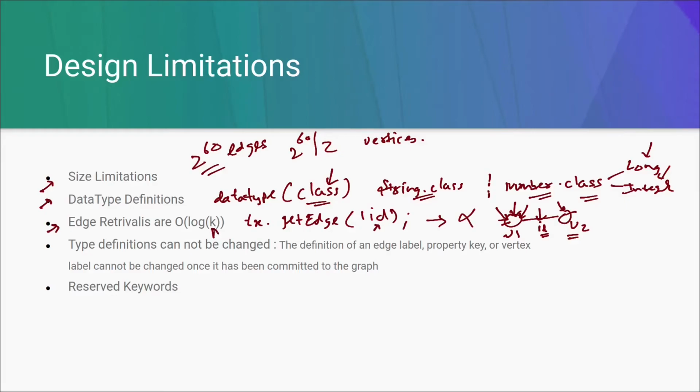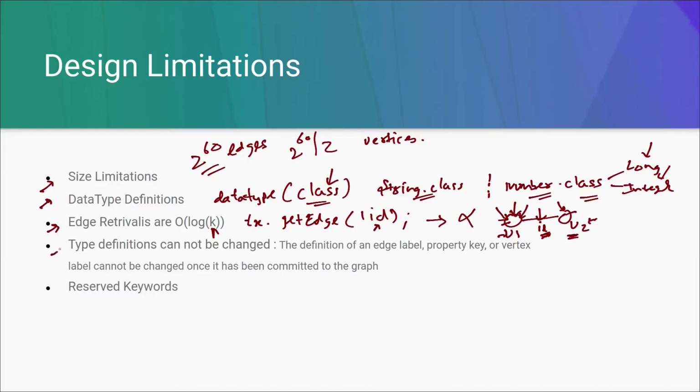So the K that we are seeing here is the number of incident edges on any one adjacent vertex, either V1 or V2. It will depend on the number of incident edges. If V1 has fewer incident edges, this vertex will be used to retrieve this edge, or if V2 has fewer incident edges, then V2 will be used to retrieve this edge. I hope I am clear with this limitation. If you have any doubt, please let me know in the comment section.